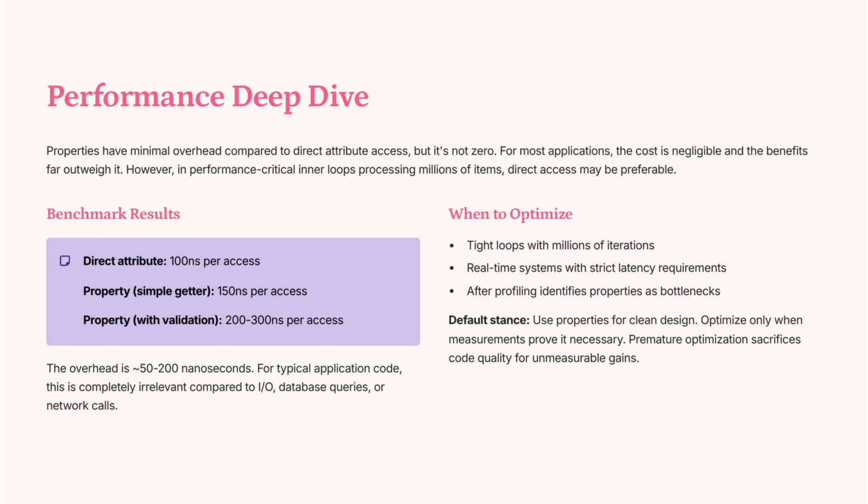Properties introduce minimal overhead, typically 50-200 nanoseconds, compared to direct attribute access. This is negligible for most applications. However, in performance-critical scenarios like tight loops or real-time systems, direct access may be preferable. Always profile before optimizing, as premature optimization can degrade code quality without tangible benefits.